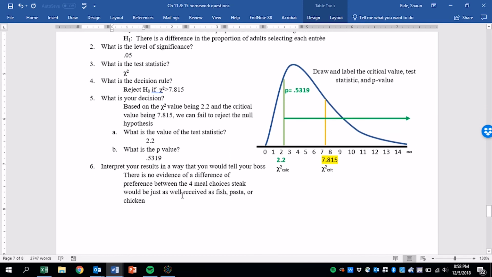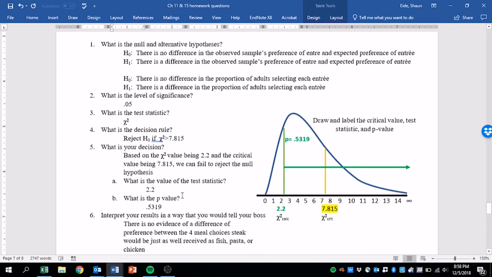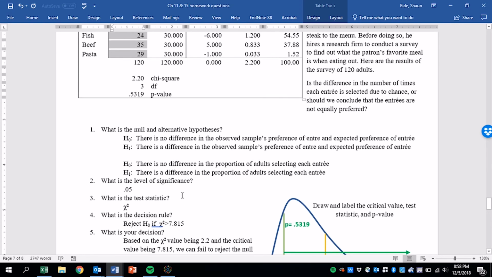So how could we interpret this in a way that we would tell our boss? We could tell our boss there's no evidence of a difference of preference between the 4 meal choices. Steak would be just as well received as fish, pasta, or chicken. And so we don't have any evidence to say that they're different at all. We need to say that they're all the same.